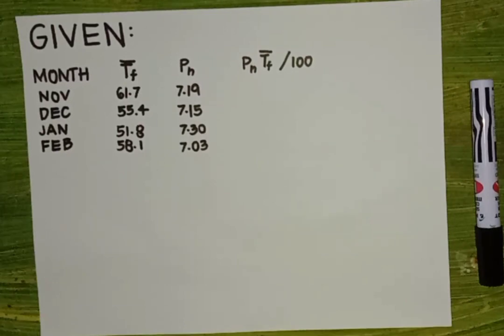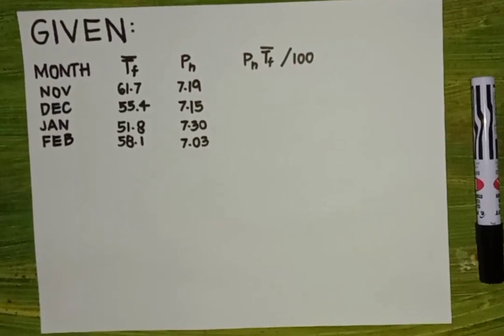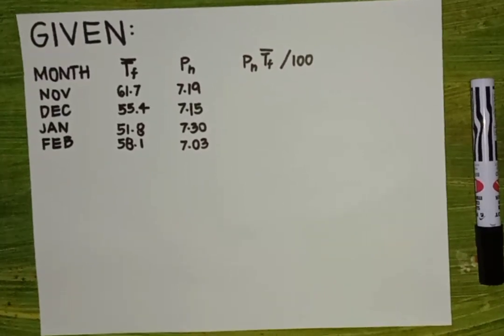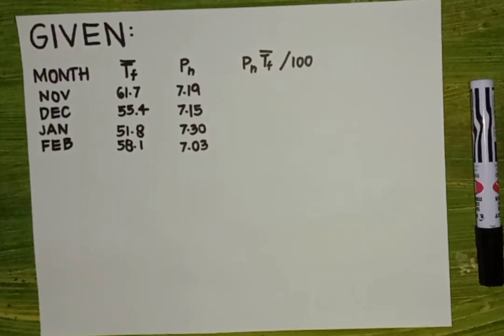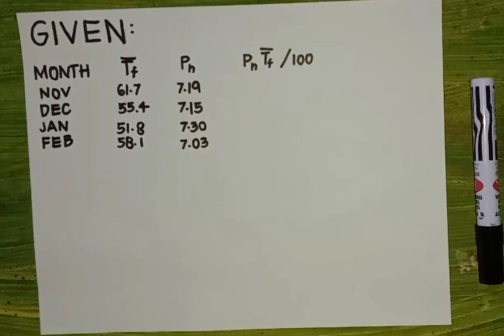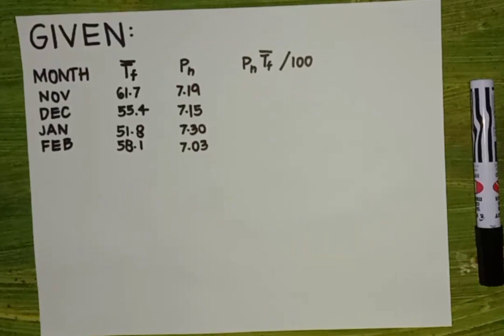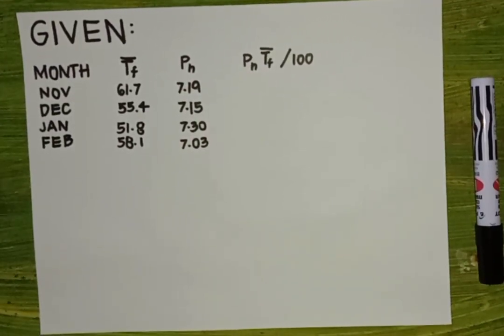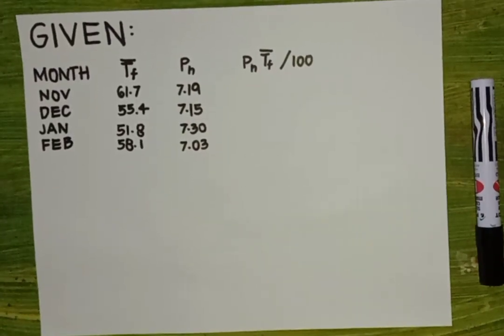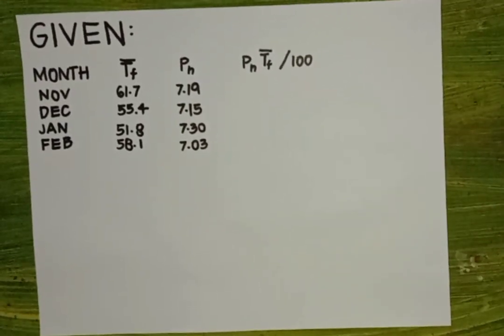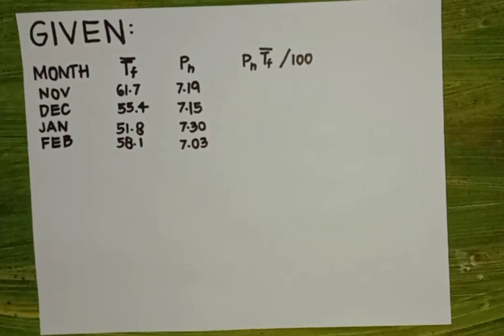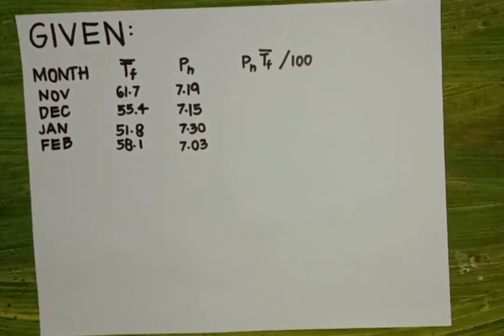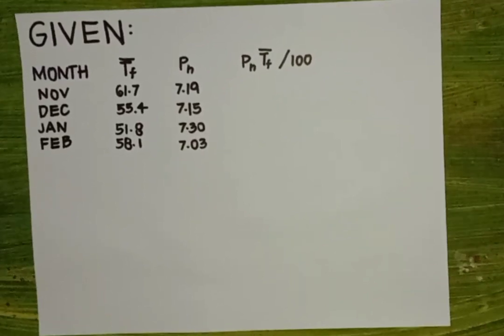So for our first problem, given the table from the month of November to February, for the month of November, our T sub F is 61.7 and our P sub H is 7.19. For the month of December, our T sub F is 55.4 and our P sub H is 7.15. For the month of January, our T sub F is 51.8 and our P sub H is 7.30. And for the month of February, our T sub F is 58.1 and our P sub H is 7.03.